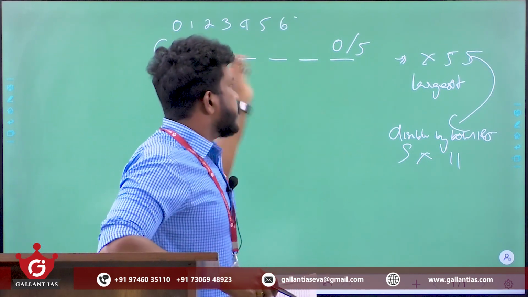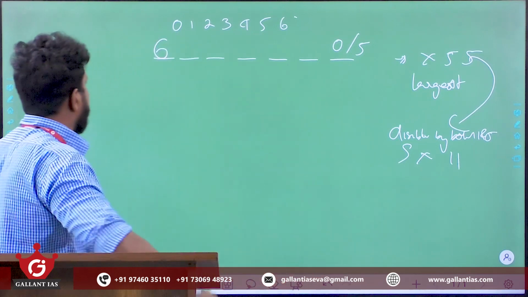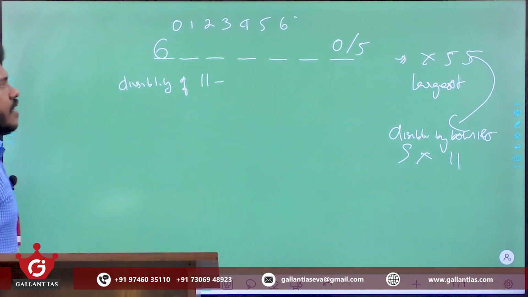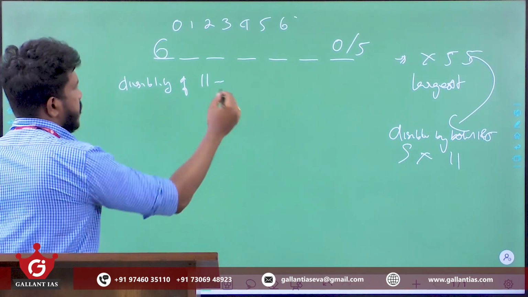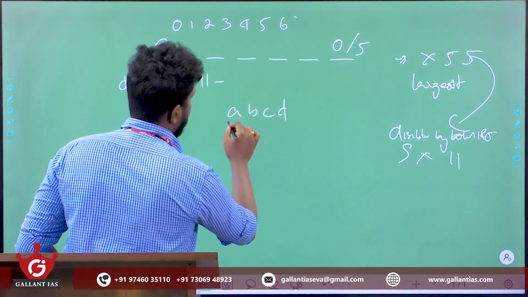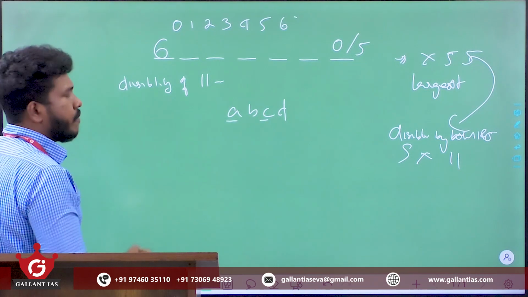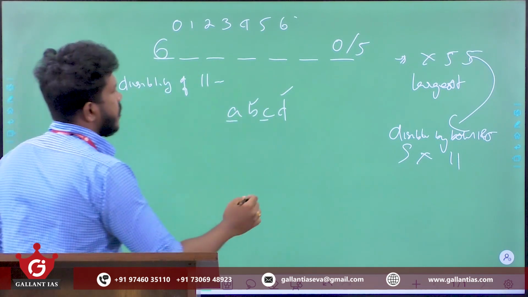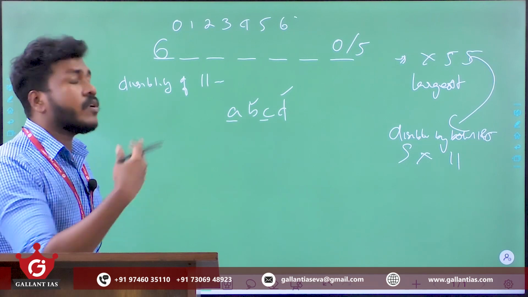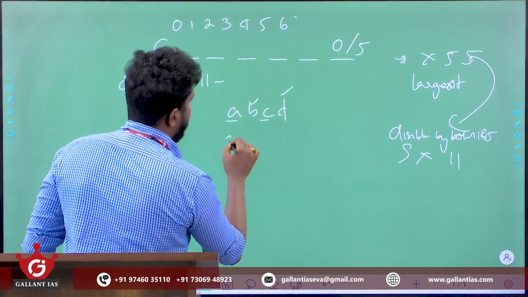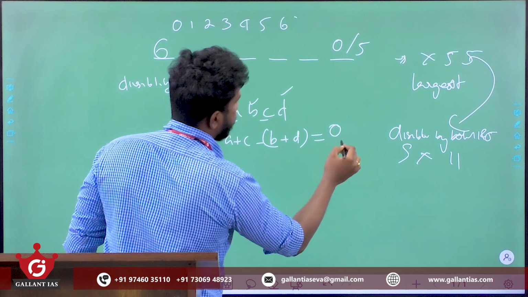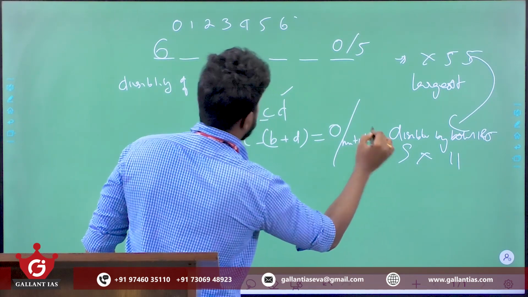And now our next is what? This number should again be divisible by 11. So here you need to know the divisibility condition of 11. How do you check whether a number is divisible by 11? For example, consider this number A, B, C, D. So this is a 4-digit number. If it is divisible by 11, then A and C are the numbers in the odd places and B and D are the numbers in the even places, right? The numbers in the odd places minus the numbers in the even places, their difference should be equal to 0 or it should be a multiple of 11. That means here A plus C minus B plus D, you need to get either 0 or a multiple of 11. So this condition is very important.